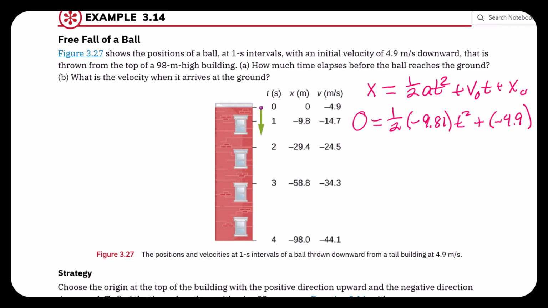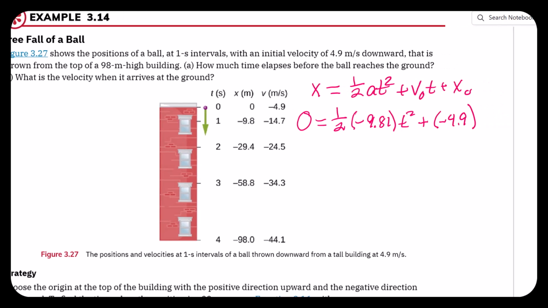The other good thing about doing it this way is it makes you realize I also need a negative on the velocity because the velocity is going downward. The velocity and the acceleration are both going downward, so they should have the same sign. And then that has plus an initial height of 98 meters. And so really, now that's all I have to do.